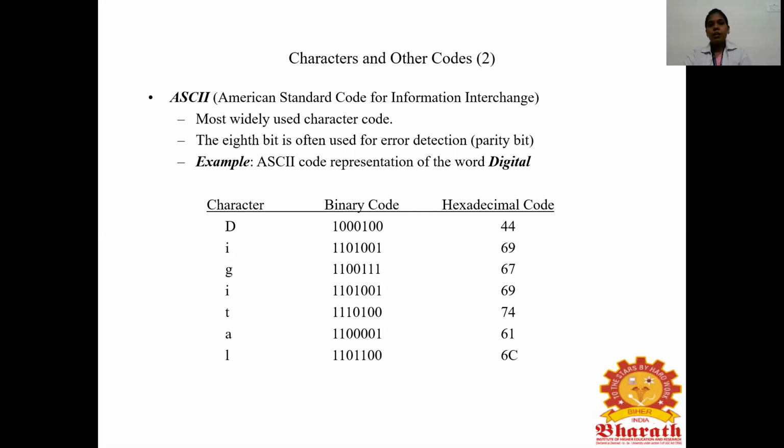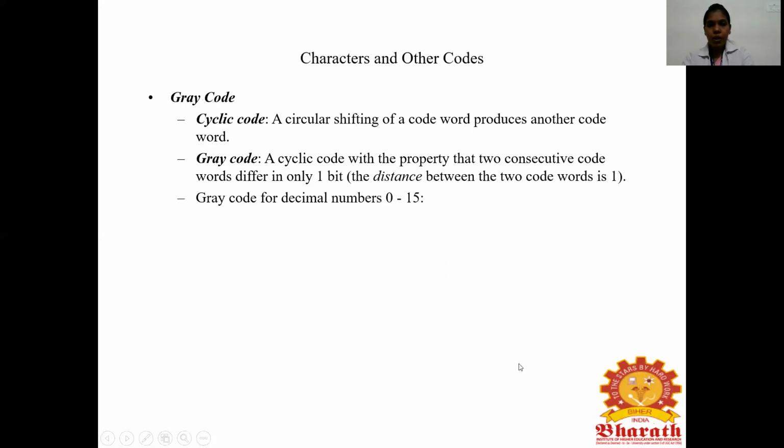Here we are going to see the ASCII code. ASCII code is nothing but American Standard Code for Information Interchange. So for a character digit, the binary code is this, and the hexadecimal code is this one.